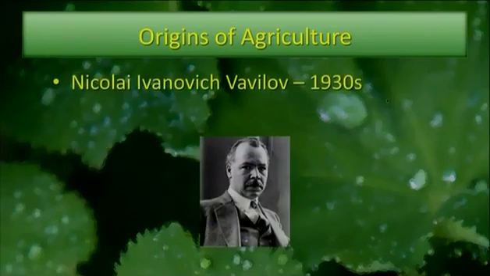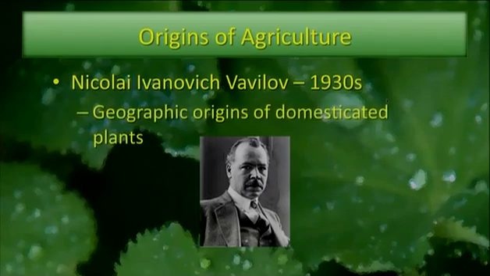Now Nikolai Ivanovich Vavilov, in the 1930s, made the first serious attempt to find out the geographic origins of domesticated plants. He started studies that led to the understanding of relationships between cultivated plants and their wild relatives. So wild relatives and crop plants are valuable sources of genes, of course, for crop improvement.